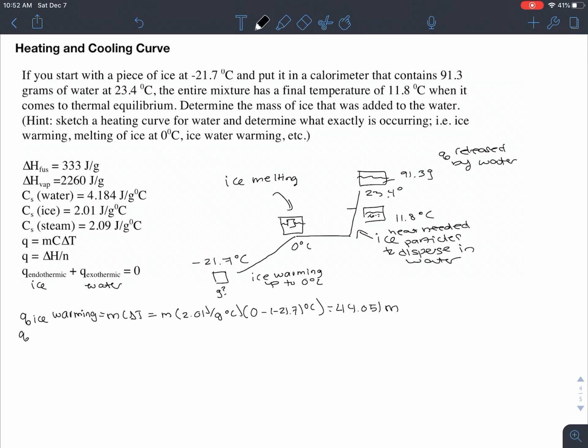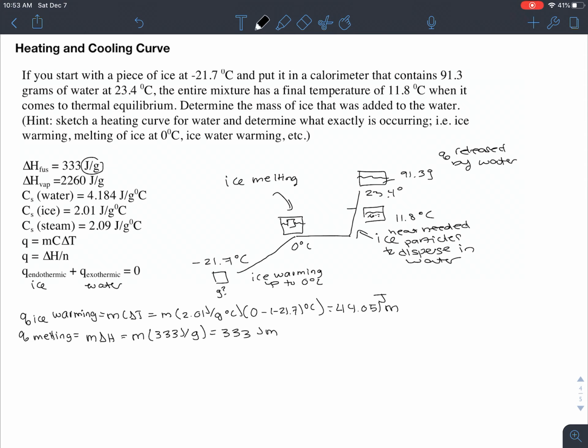So then I have the melting of ice heat, which will be the mass times the heat of fusion. Sometimes it's moles times heat of fusion. Here, the heat of fusion is given in joules per gram, and since I'm looking for mass, I'm going to leave it as M times 333 joules per gram. Then I isolate it to stay consistent, which will be 333 joules M. I forgot my joule unit here.